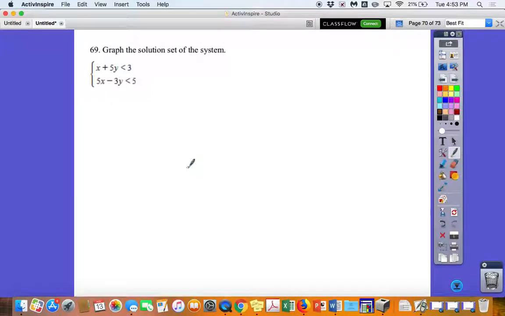Okay, last one. Finally making it to the end. So graph the solution set for this system.